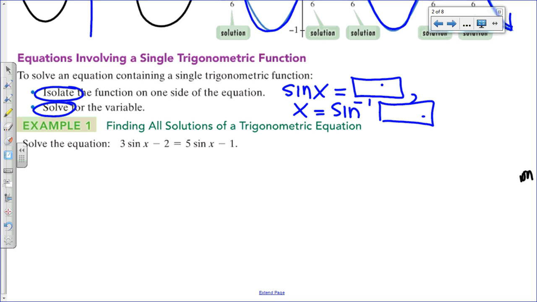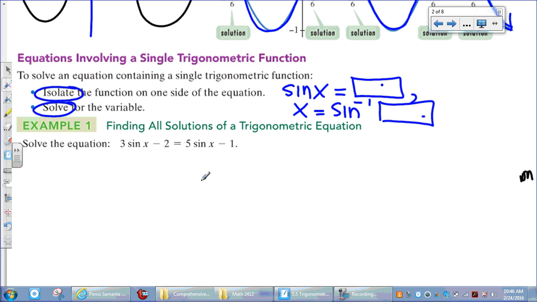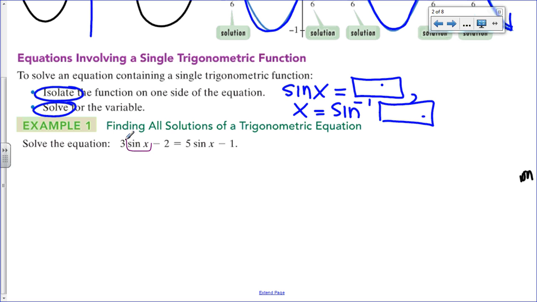So that's what we're going to do, and we start here with example 1. We have numbers and we have expressions that contain sine, right? Keep in mind that they stay together. You cannot separate sine and x. They go together all the time. So what we're going to do is move the ones that have sine to one side and the ones that are just numbers to the other side.